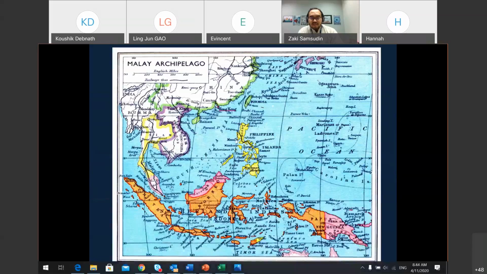All right, so this is the entirety of the Malay archipelago. Sorry, sometimes I don't remember what comes next. All right, so this entire area is what we call the Malay archipelago. So the territories that are now part of Malaysia are only a small part of the entire Malay archipelago region, right? The majority of the islands in the Malay archipelago belong to the Republic of Indonesia today.